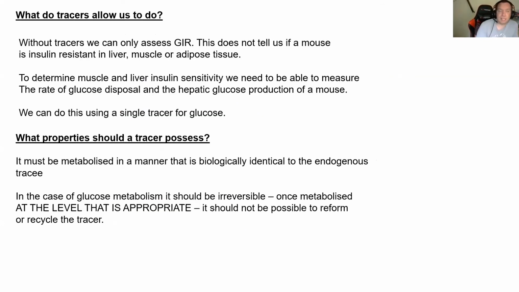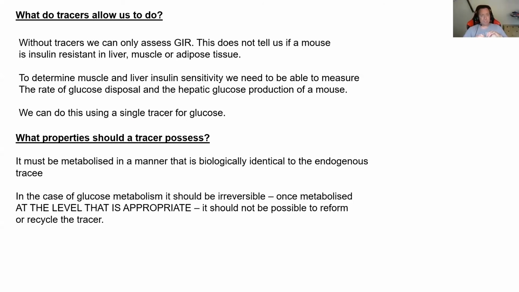But what do tracers allow us to do? Without the tracers, we can only assess the GIR, and this will tell us whether our mice are insulin sensitive or insulin resistant, but it does not tell us if the mouse is insulin resistant in the liver, the muscle, or the adipose tissue. If we want to determine muscle and liver insulin sensitivity, to split that GIR differential into tissue-specific sensitivity, we need to be able to measure the rate of glucose disposal into organs like the muscle, and also the amount of hepatic glucose production of the mouse during both the basal and the clamp stage. And we can do this by using a single tracer where we just label normal glucose.